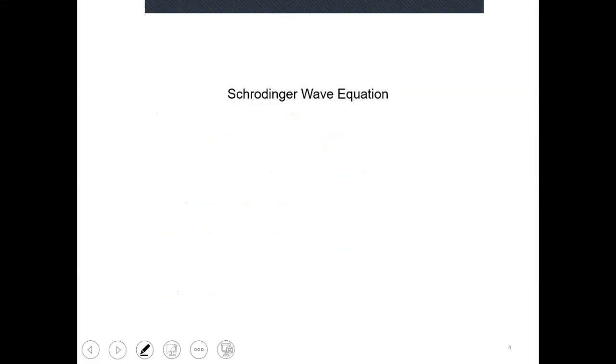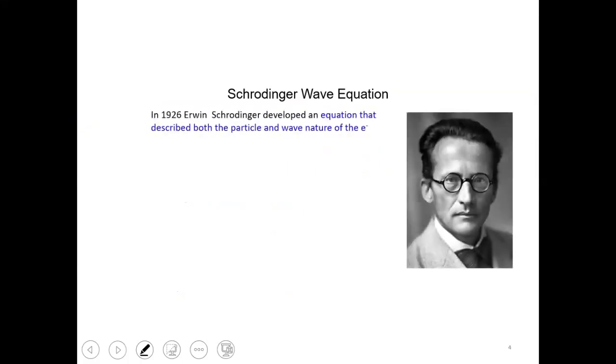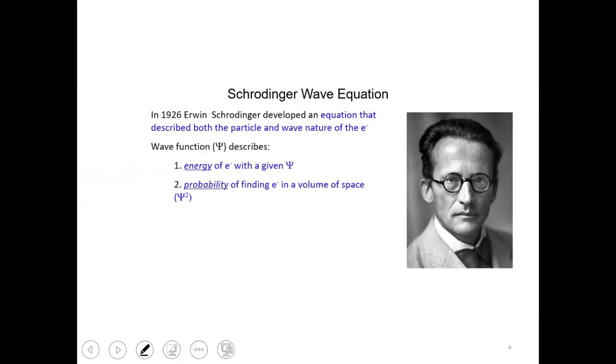Well, this is where the Schrodinger wave equation comes in. In 1926, Erwin Schrodinger derived an equation that was able to describe both the particle and wave nature of the electron. If you ever take a physical chemistry course later on, an upper level course, you will actually derive this equation. The wave function of Schrodinger, we give it the Greek symbol, why not use another Greek letter? This is the Greek letter psi, psi.